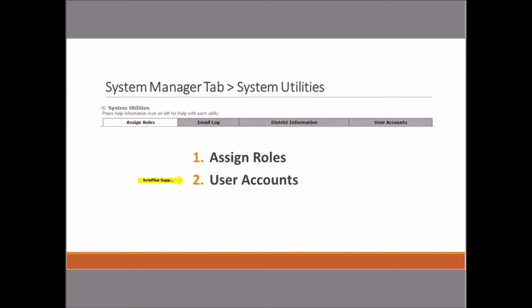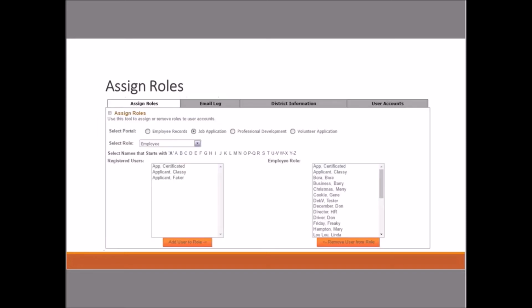So it automatically defaults to open to the assign roles tab. And when you're there, it looks like this. This is where I like to go if I'm going to add the same role to a bunch of people. If I'm just looking at one person's account, I like to go to user accounts to look at the roles and make changes. But if I'm going to go in here and say I want to add the employee role to a bunch of people, I would do it on this screen.